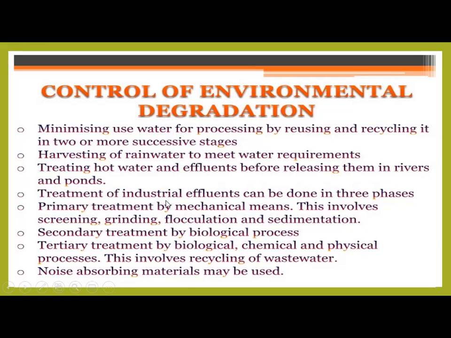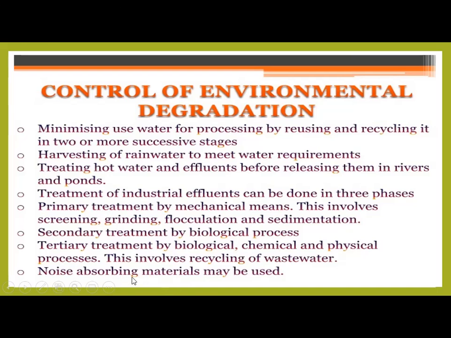Treating of industrial effluents can be done in 3 phases. Primary treatment by mechanical means. This involves screening, grinding, flocculation and sedimentation. Secondary treatment by the biological process. Tertiary treatment by biological, chemical and physical processes. This involves the recycling of wastewater as well.